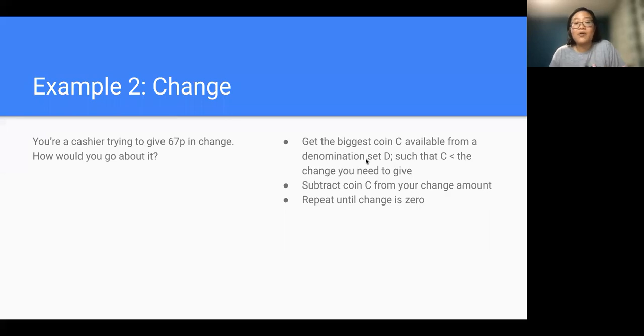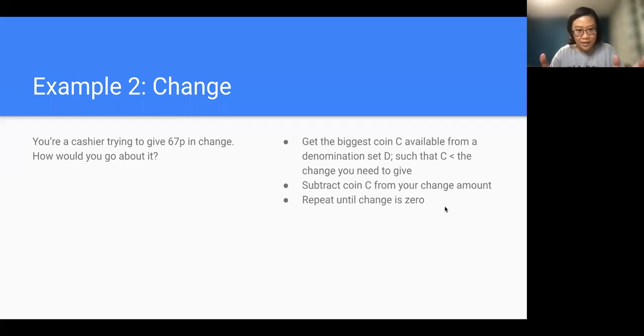So I think how you go about it is you get the coin that has the biggest denomination, so that you have the least amount of coins to give back. You get the biggest coin, C, available from a denomination set D, which is the coins in the UK that I've just described, such that your biggest coin is less than the change you need to give. Then for every coin that you give to a customer, you subtract that from your change amount and repeat until the change is 0.